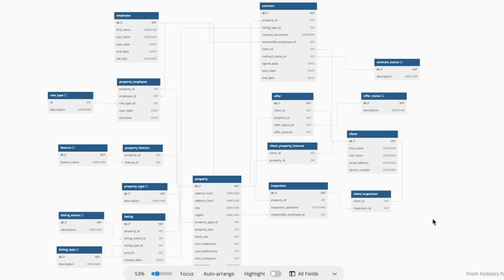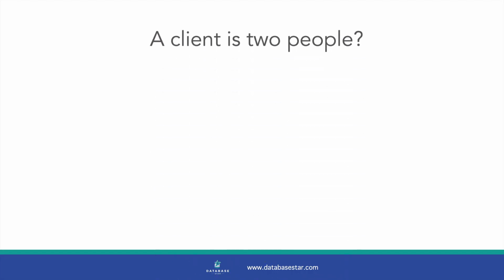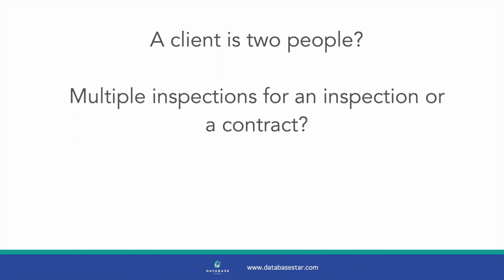You might be looking at this and thinking of a few scenarios it doesn't handle. What if a client is a combination of two people, such as a couple who want to rent or buy a house? Our design doesn't handle that, but it could be updated to cater for it. What if there are multiple employees for an inspection or a contract? The design doesn't handle that either.